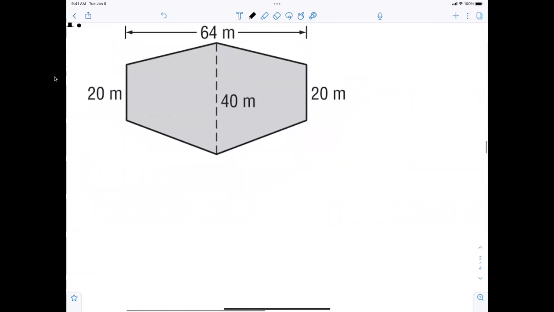Ooh, who remembers the formula for area of a trapezoid? Isn't it like 1/2 parentheses B1 plus B2 parentheses times the height? Yeah, so I always just tell kids, no, you're right, it's the average of the bases. Average of the bases times the height.